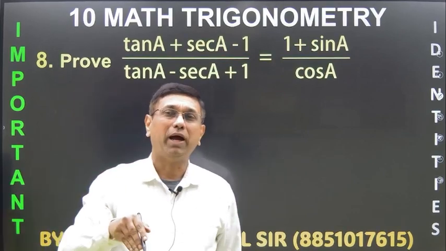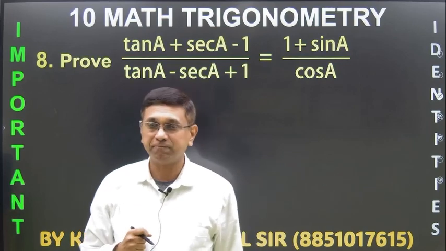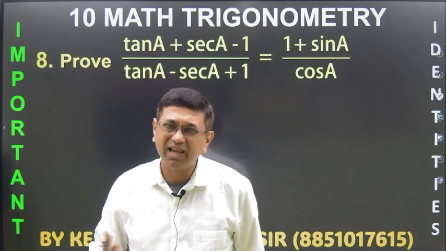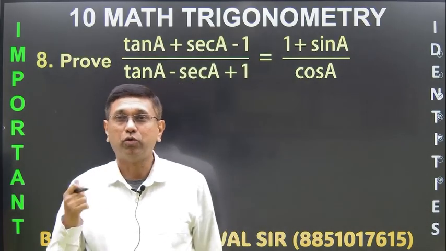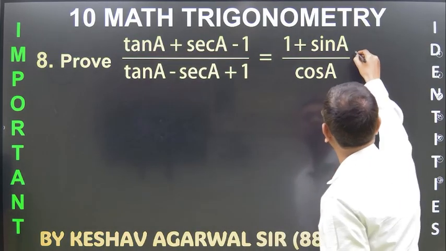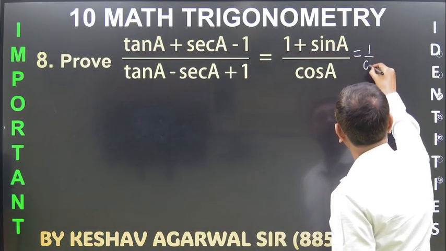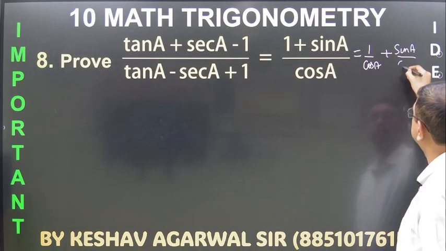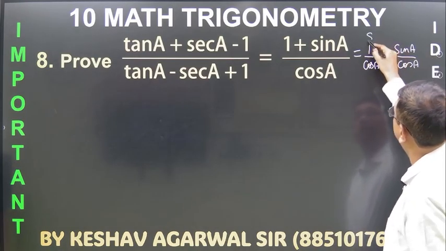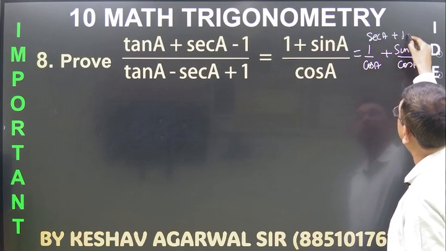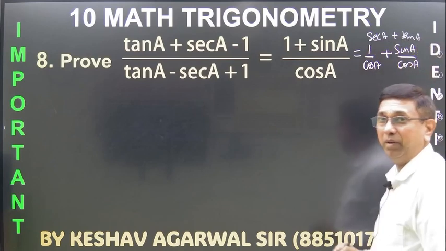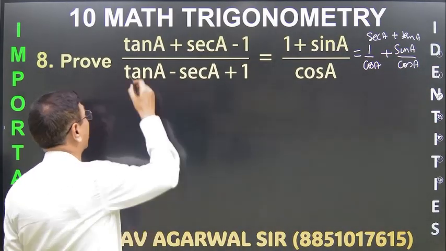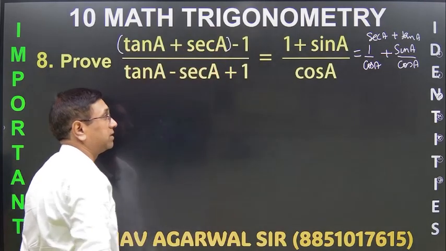Students go and convert it to sine and cos, and as they convert to sine and cos, what happens? They take a lengthier method. If you see the RHS very carefully, it is 1 by cos A plus sin A by cos A, which in a way is sec A plus tan A. So the examiner is actually trying to mislead us. So actually your answer is this.